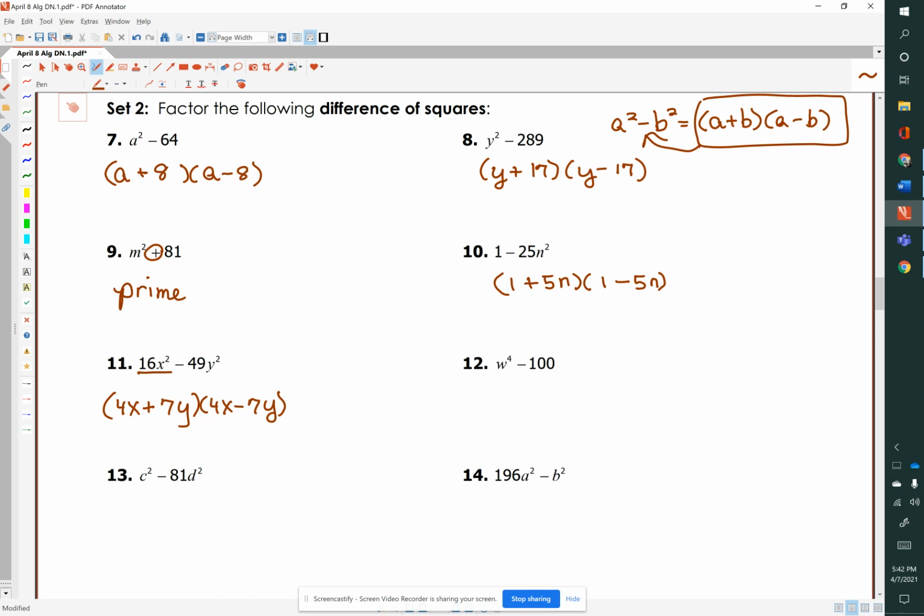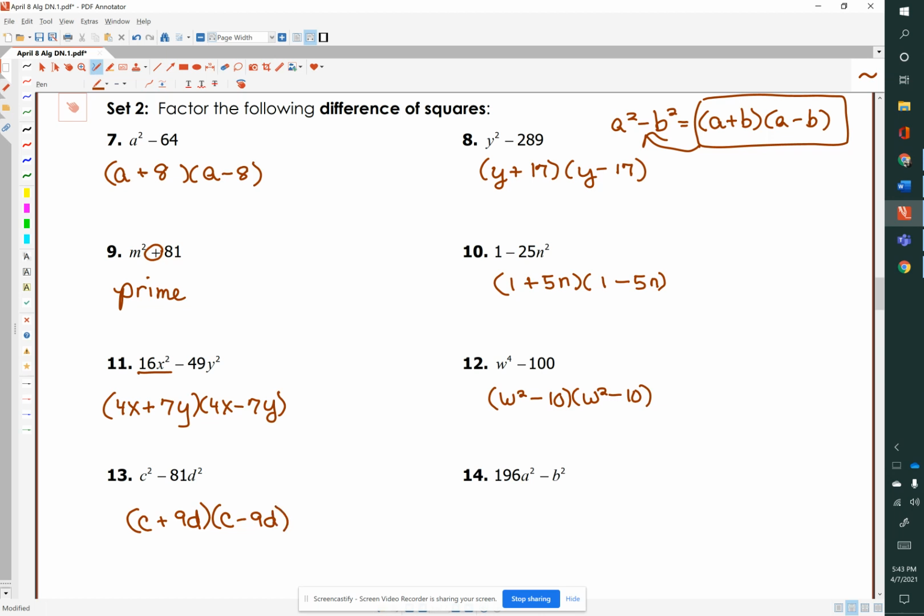So number 12, we have w to the fourth minus 100. So the square root of w to the fourth is w squared, and the square root of 100 is 10. So then we have w squared plus 10, w squared minus 10, and our work is done. Number 13, c squared minus 81d squared. Well, we have a difference of squares, so we'll start with c plus 9d, and then c minus 9d.